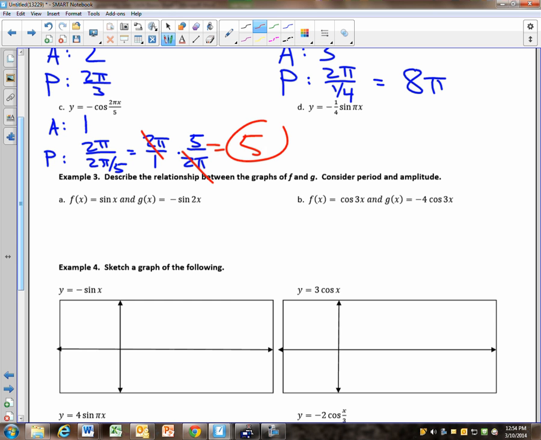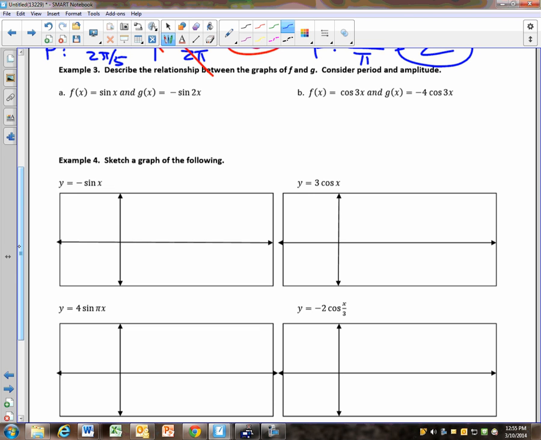We got y equals -1/4 sine of pi x. Amplitude? Very good, 1/4. Period? Take 2 pi and divide it by pi, and I get 2. Those will be the first questions on your test. Got an A so far? All right. How about you, Holly? You got an A? All right. Got it? All right.